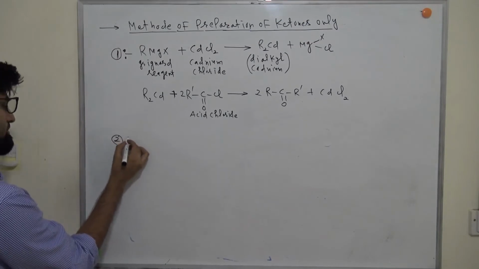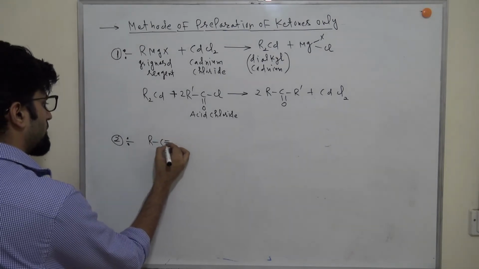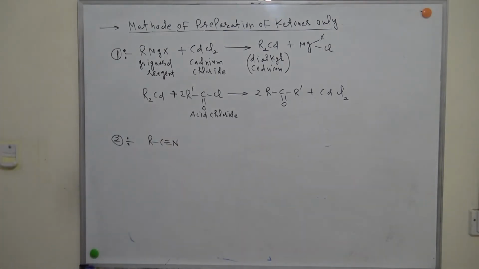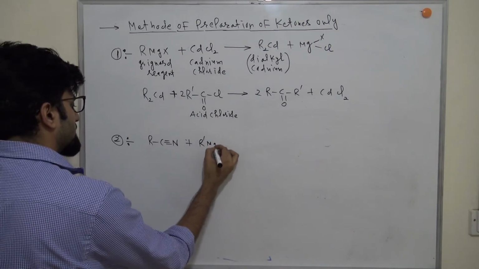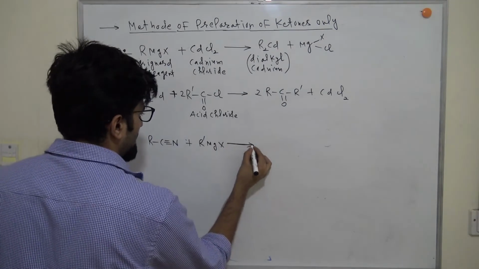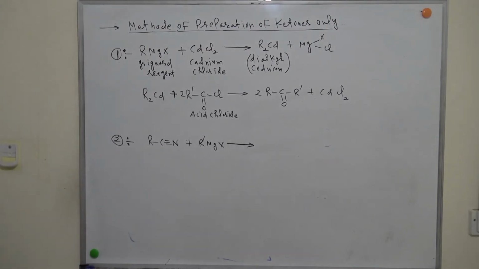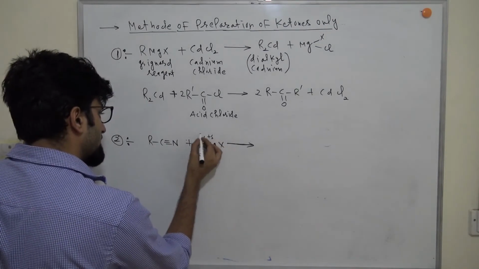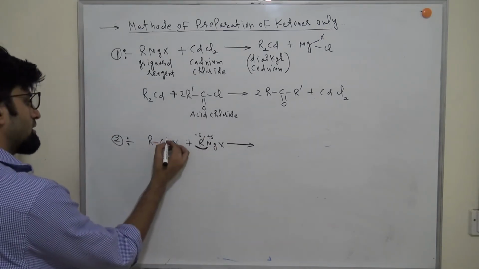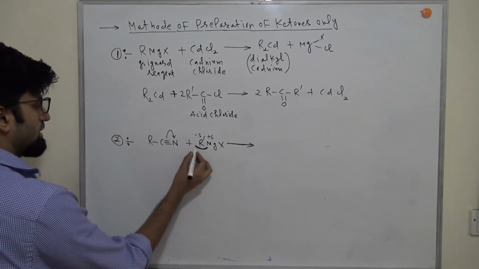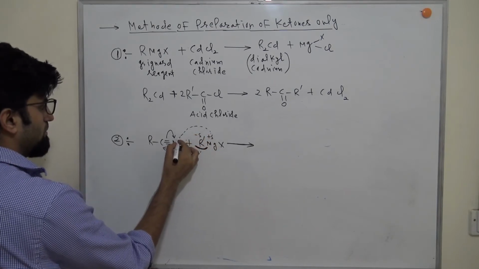The second method is from nitrile. So suppose we have CH3C triple bond N. Okay, let me write. We have CH3C triple bond N, and I am doing its reaction with R-MgX in the first step. Pay attention now. Okay, so what will happen? If you remember, I told you that for the Grignard reagent, this is delta plus charge and this is delta minus. This is R minus. It can behave as a nucleophile or it can behave as a base. This bond is polar, so minus here, plus here. This R will attack over here, and this plus will attack over here.